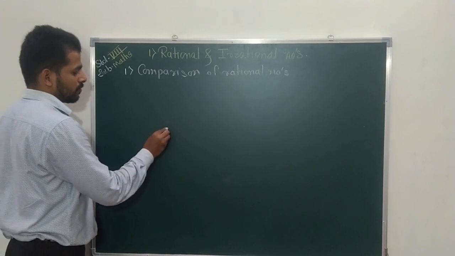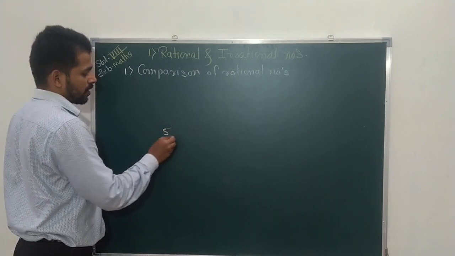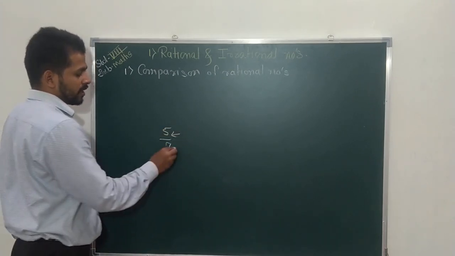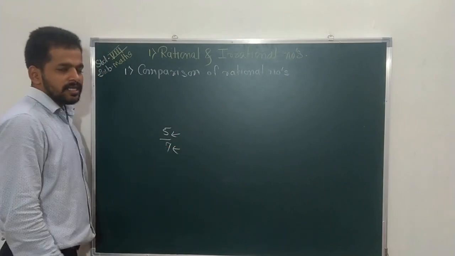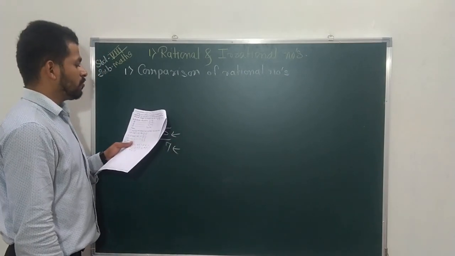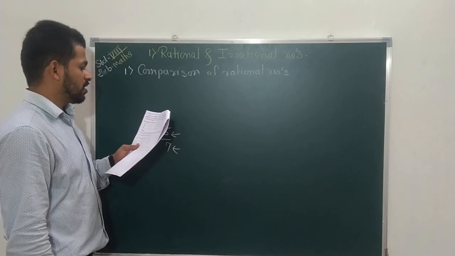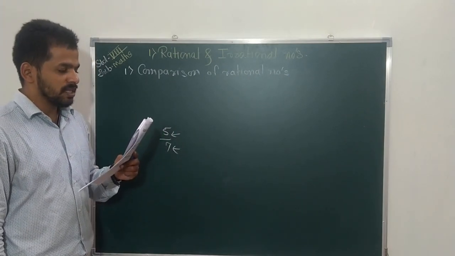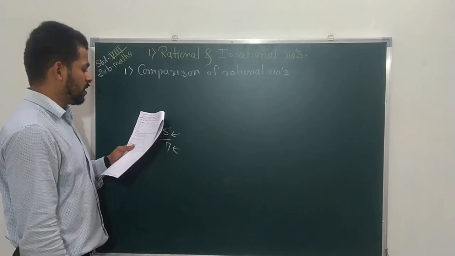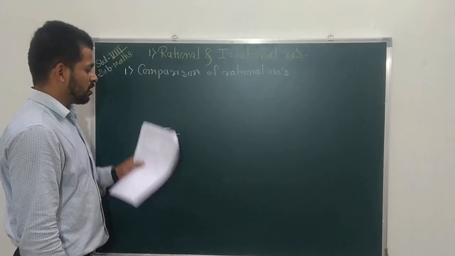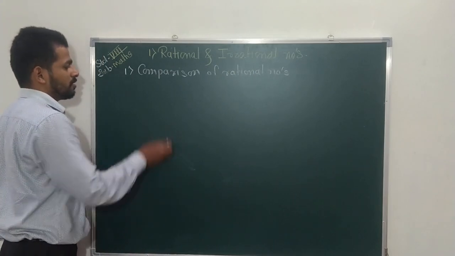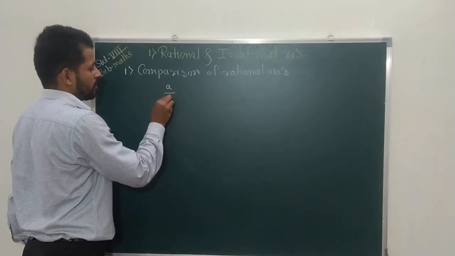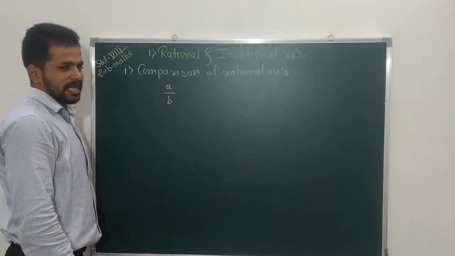One point is given: the numerator and denominator of a rational number. Suppose we take one number, 5 upon 7. 5 is your numerator and 7 is your denominator. If the numerator and denominator of a rational number are multiplied by any non-zero number, then the value of the rational number does not change. Suppose you take a rational number a upon b.